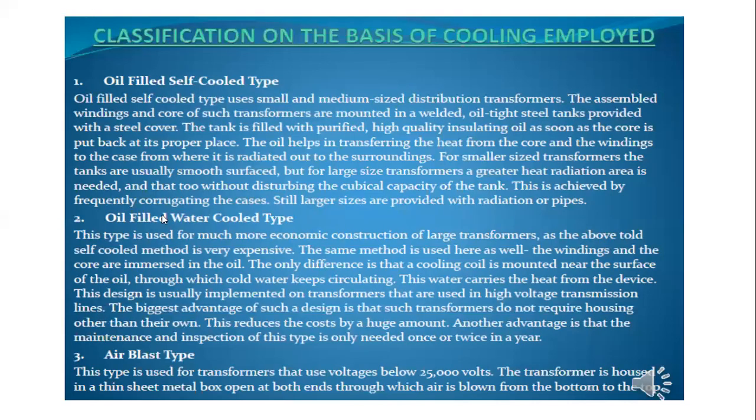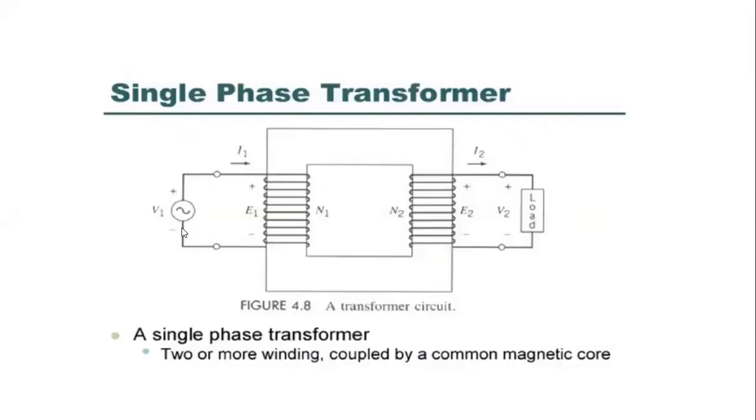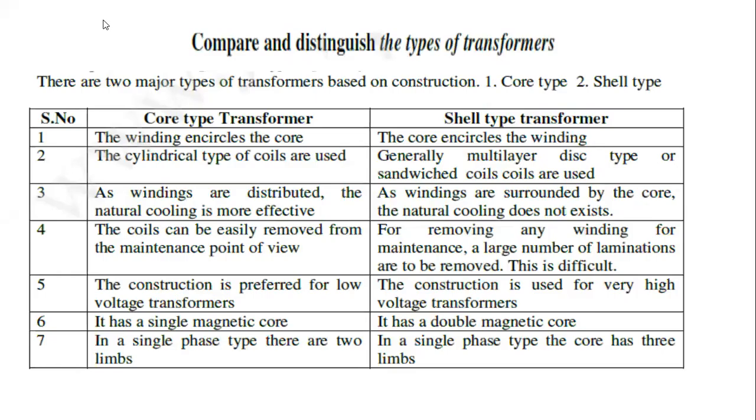Next, coming to the difference between the core type transformer and the shell type transformer. The winding encloses the core in the core type. The core encloses the windings in the shell type. In the core type we use cylindrical type coils, generally multi-layer disc type or sandwich coils. In the shell type we use multi-layer or sandwich coils.